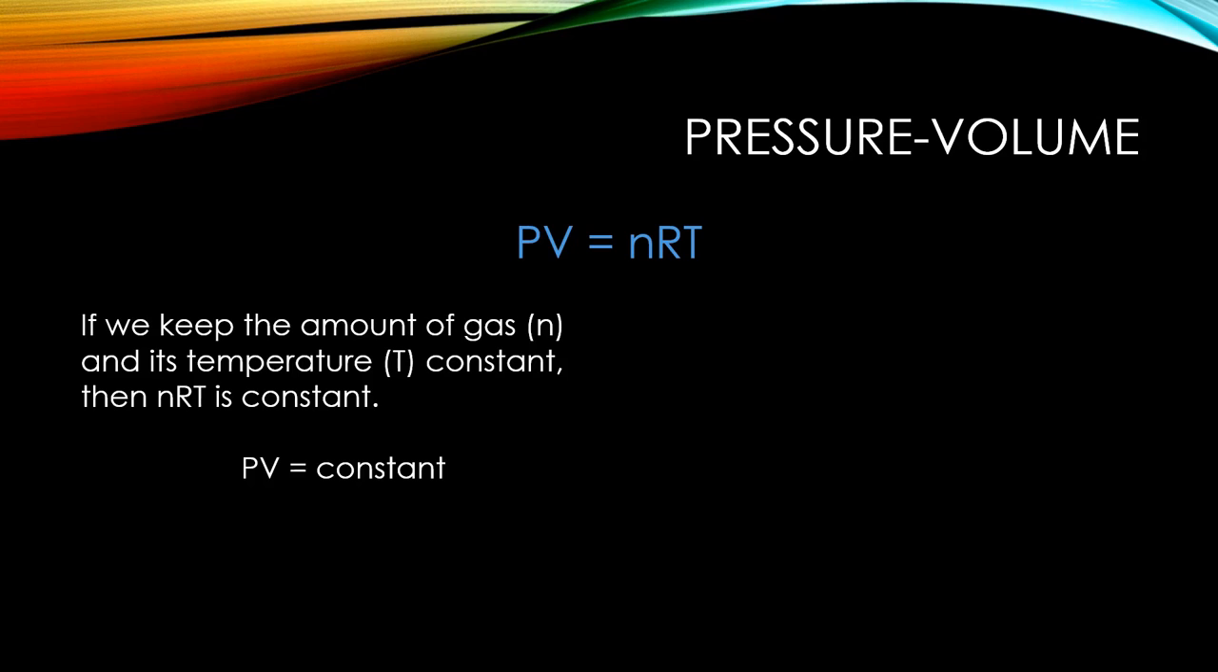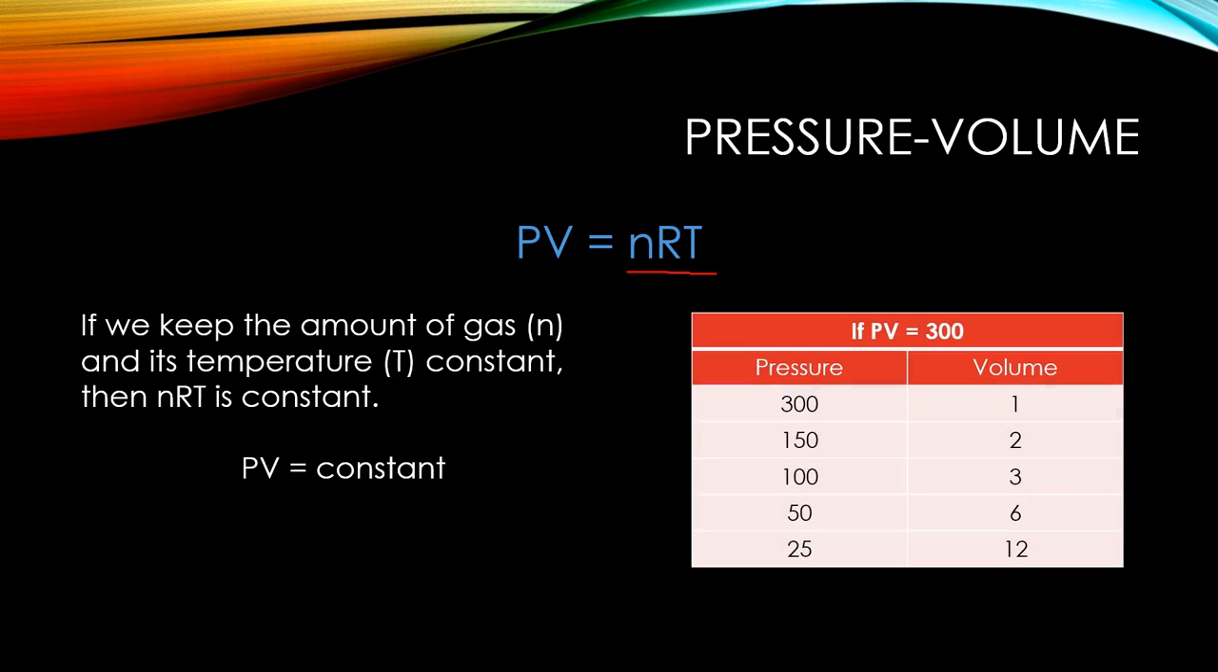So this whole item here becomes a constant. nRT is a constant. So we can rewrite this as PV equals a constant. So what does this mean?